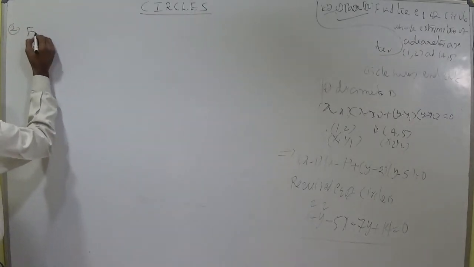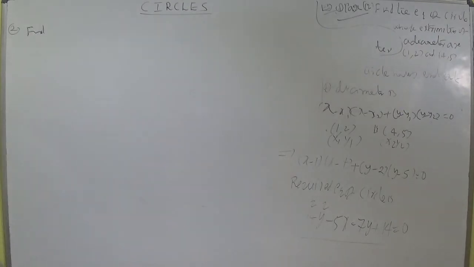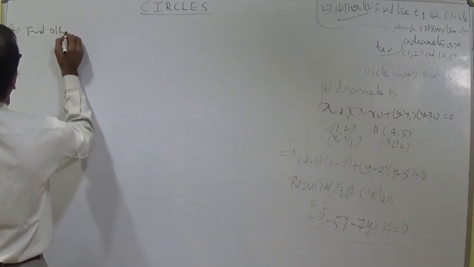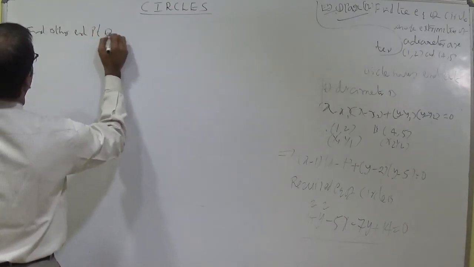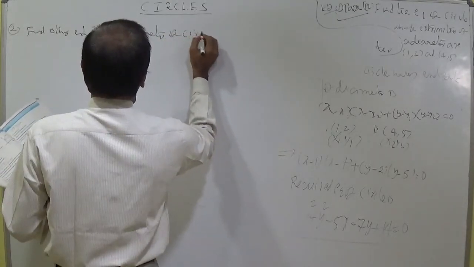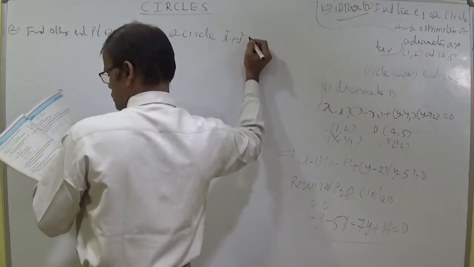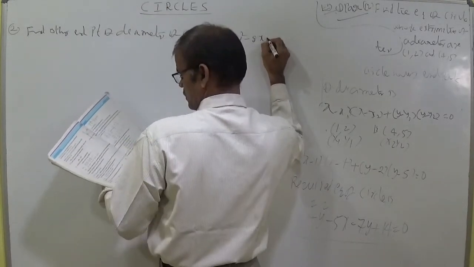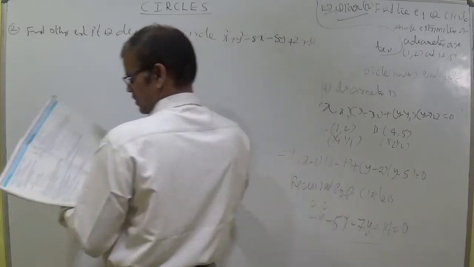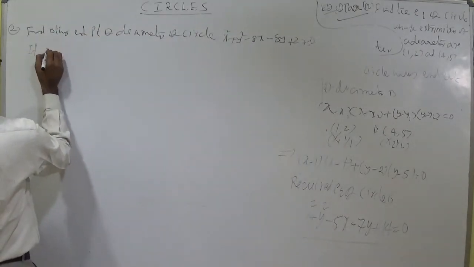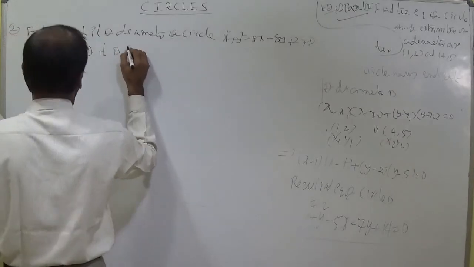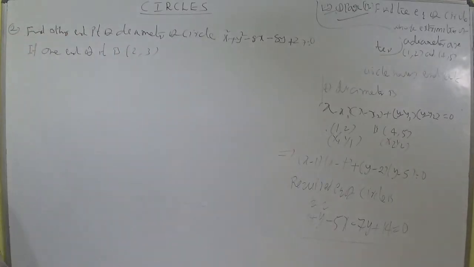Example 2. Find the other end point of the diameter of the circle x square plus y square minus 8x minus 8y plus 27 equal to 0, if one end of it is (2, 3).